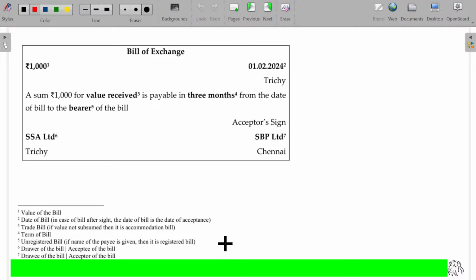I have given the format of the bill of exchange in detail in the Singar Academy text. You can see this. I explained it already.